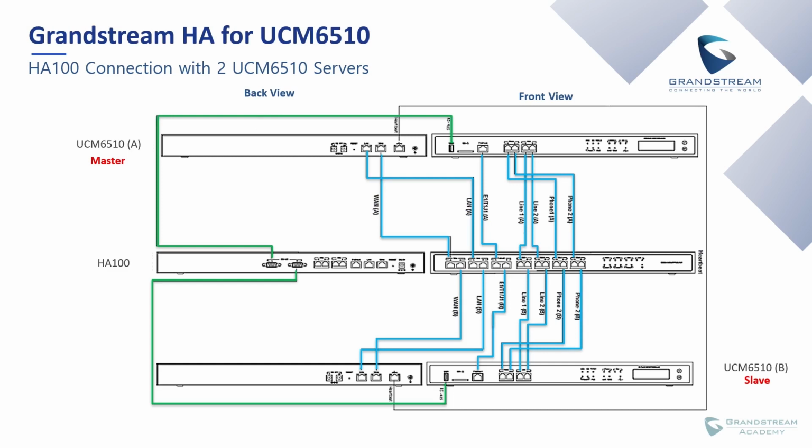Connect respectively the second UCM line port, FXO, FXS, T1, E1, J1 port, WAN port, and LAN port to the HA100 respective ports. Use the USB to RS485 serial cable to connect the second UCM USB port to the RS485 port on the HA100. Use Ethernet cable to connect the heartbeat ports on the primary UCM to the secondary UCM.